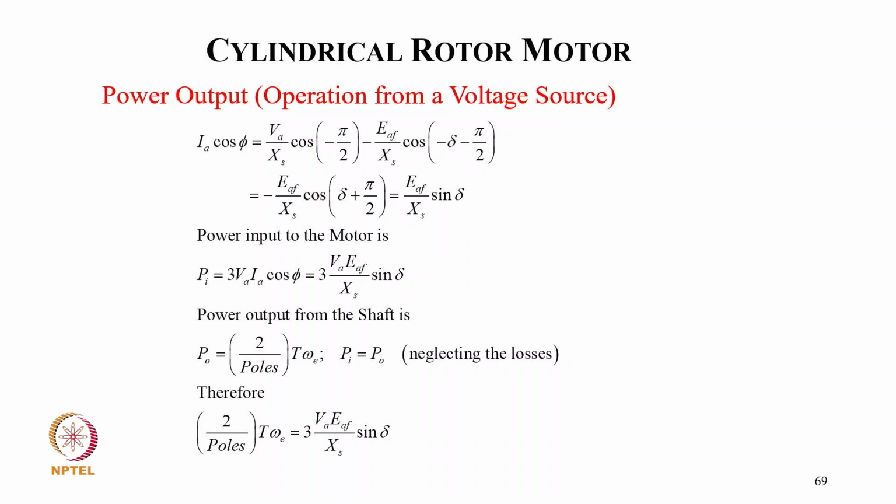That comes to equal to minus EF upon XS cos delta plus pi by 2, or equal to EF upon XS sin delta. And power input to the motor is PI equal to 3 V IA cos phi, that is 3 V EF upon XS into sin delta. And power output from the shaft is PO equal to 2 upon poles into T into omega E. That is, PI equal to PO, and therefore 2 upon poles T into omega E equal to 3 V EF upon XS into sin delta.